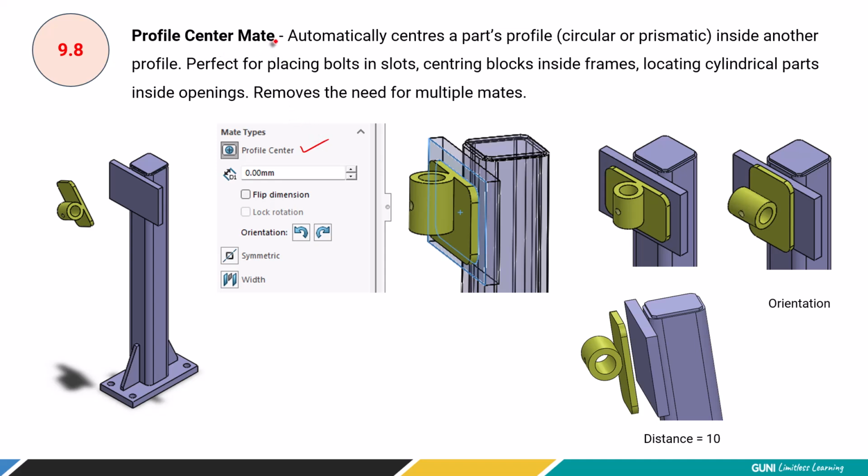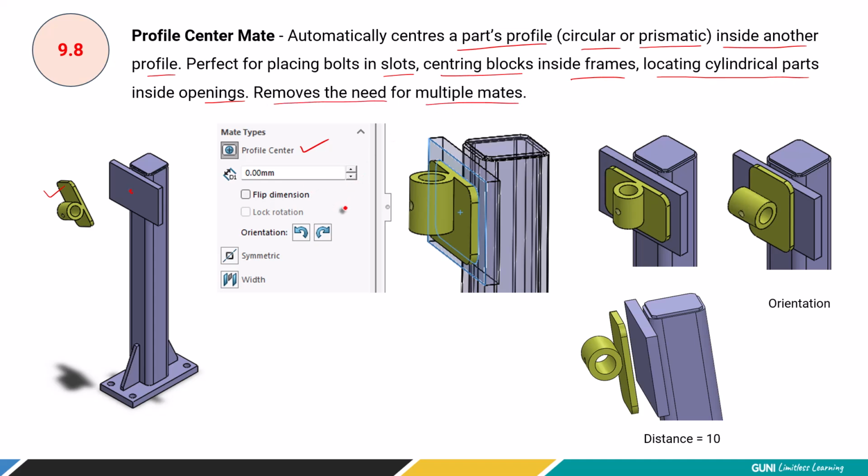So profile center mate automatically centers a part's profile, circular or prismatic, inside another profile. So here we have a rectangle face and this component. So we are going to center the second component exactly over here. So with one single mate, we are able to fix the position of this component. So perfect for placing bolts in slots, centering blocks inside the frames, locating cylinder parts inside the openings, and removing the need for multiple mates.